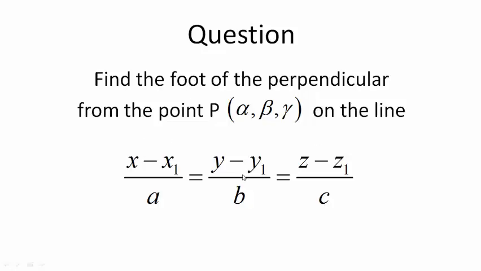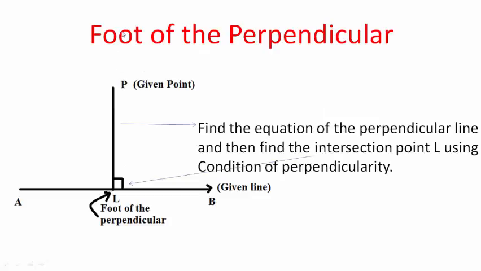So x, y, z is the general point on the line. x1, y1, z1 is the point through which the line passes, and a, b, c are the direction ratios of the line. Now, the foot of the perpendicular, what is it? If you are given the line AB, this is your given line. Point P is your given point with alpha, beta, gamma as the coordinates. You have to find the foot of the perpendicular.